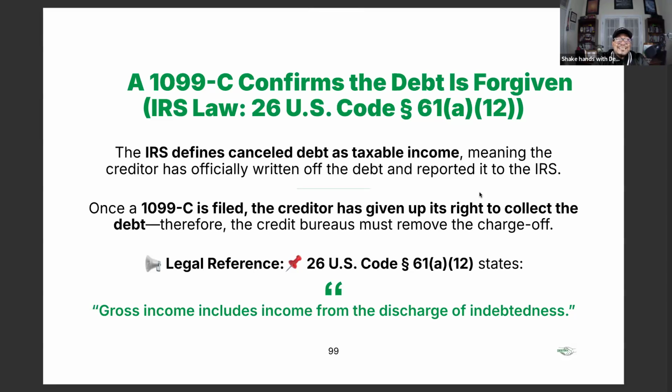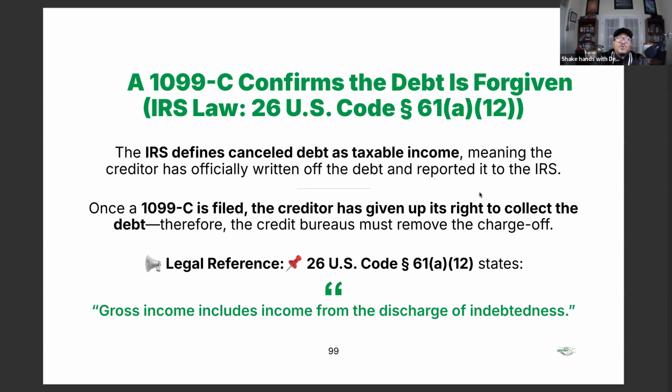Again, a 1099-C confirms the debt is forgiven. The IRS defines canceled debt as taxable income, meaning the creditor has officially written off the debt, which I just explained. I kind of referenced this, but just keep in the back of your mind what the law says, what I put in green down there.